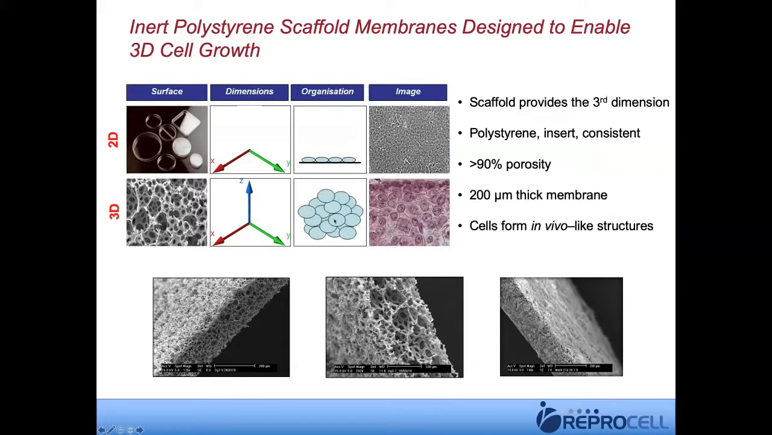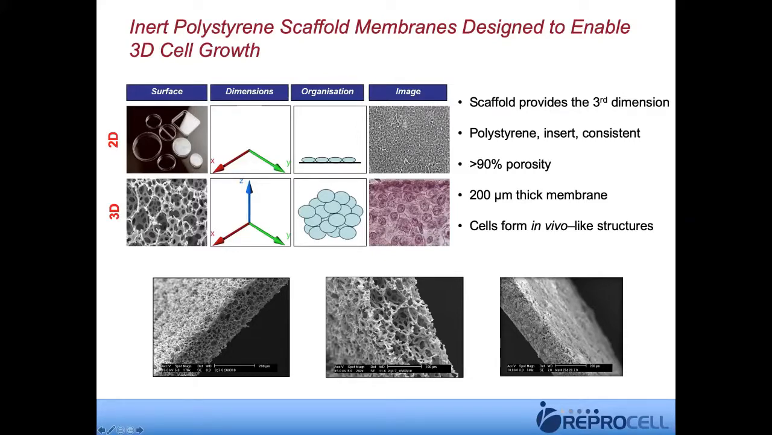We can see cells entering this material and growing in 3 dimensions within the XYZ configuration. We've taken that material and we've engineered it into a 200 micron thick membrane, and you can see that here by the scanning electron micrograph, higher magnification in the central image here. The image on the right at the bottom is actually full of cells growing in 3D within the membrane. That's why you can't see the actual scaffold structure.